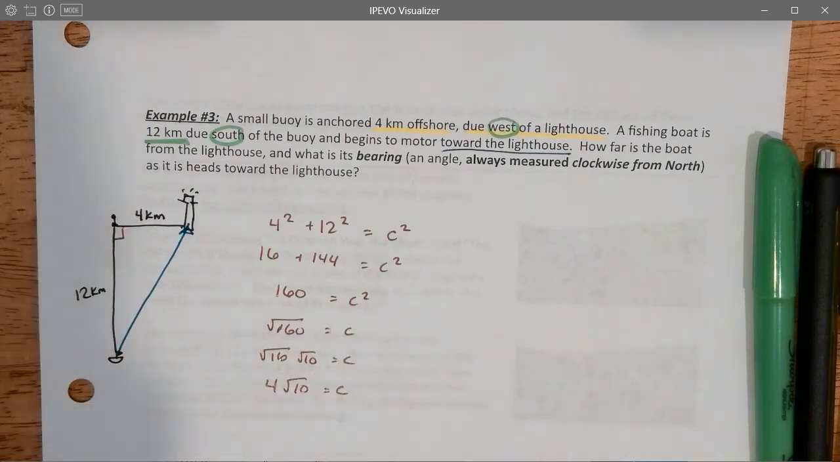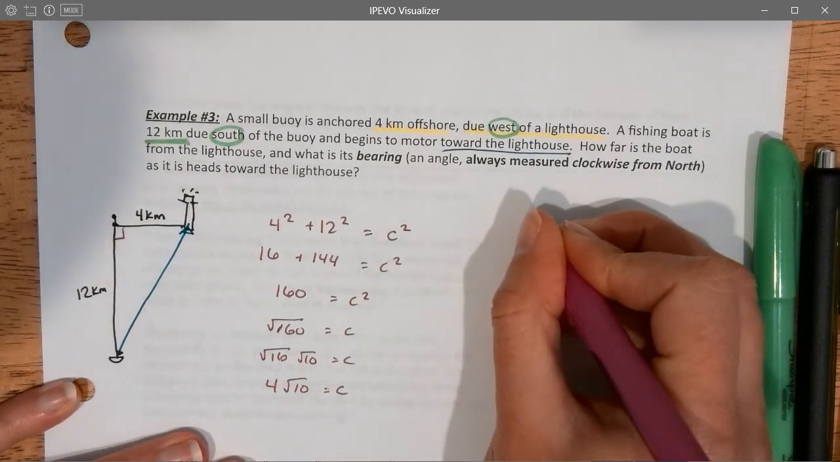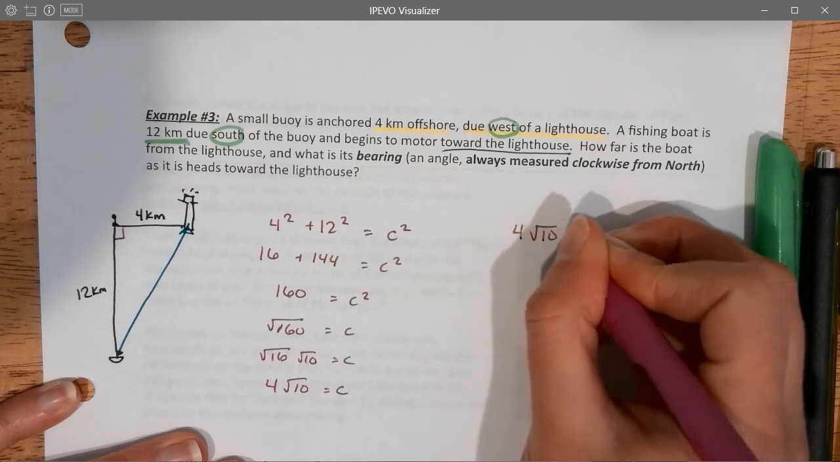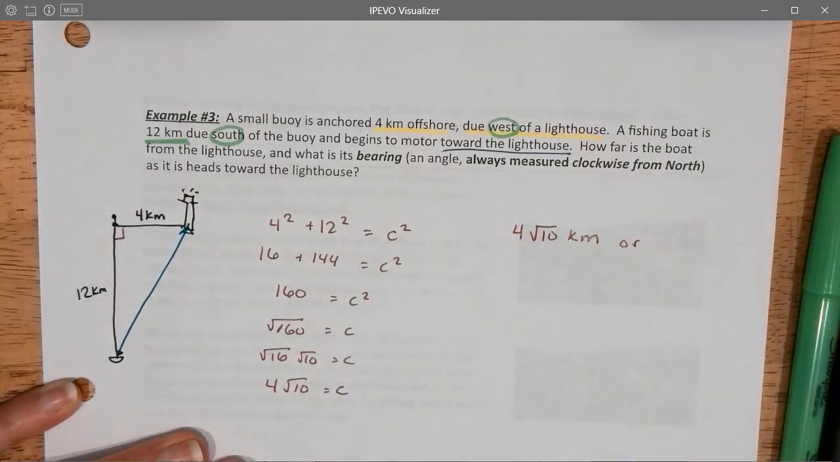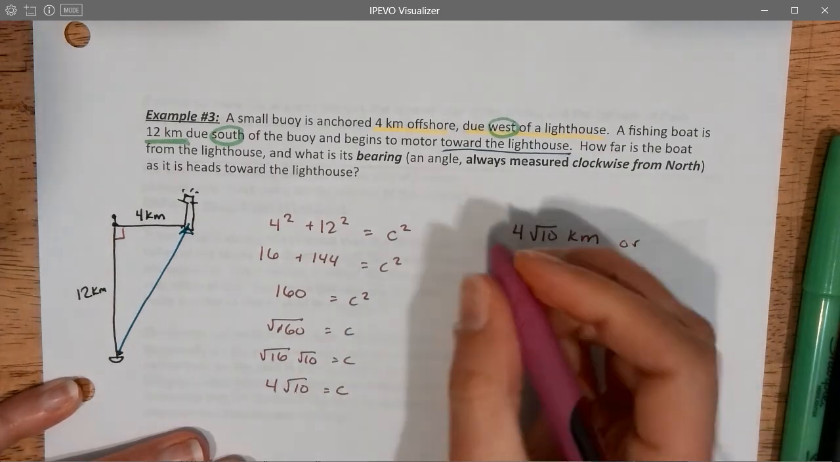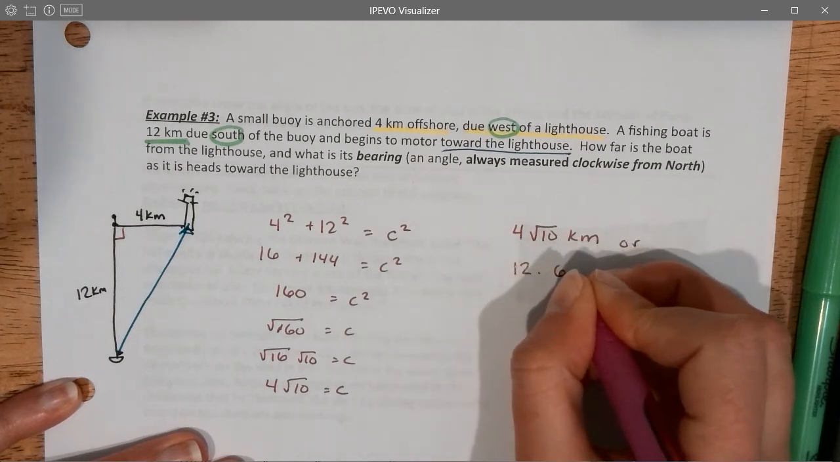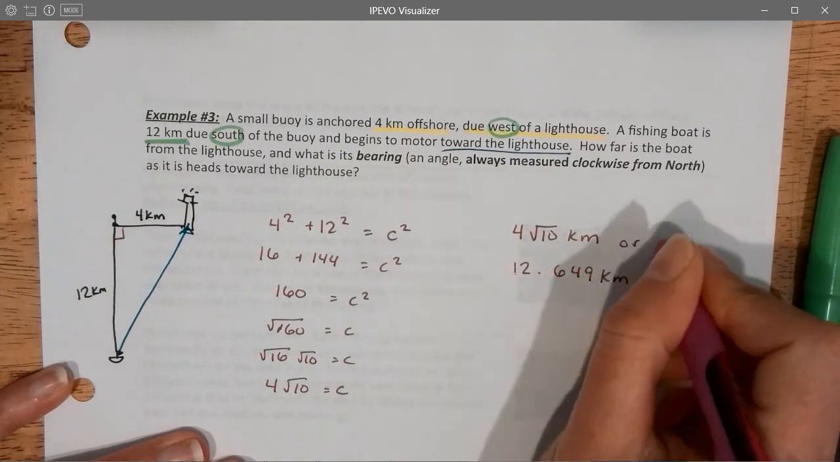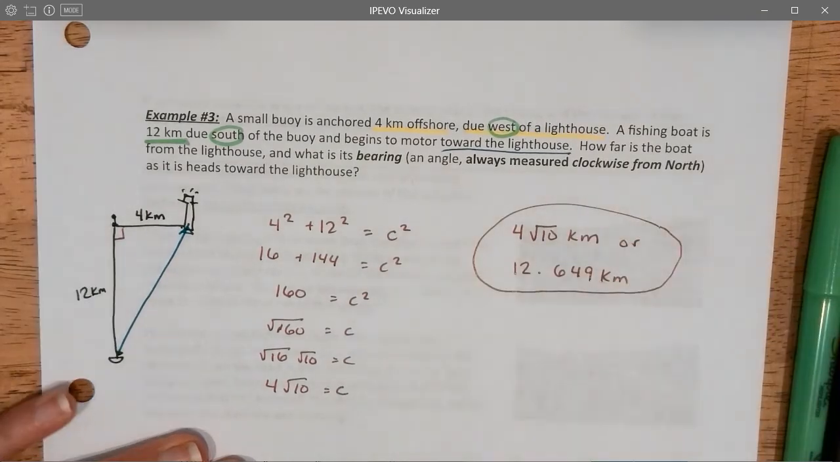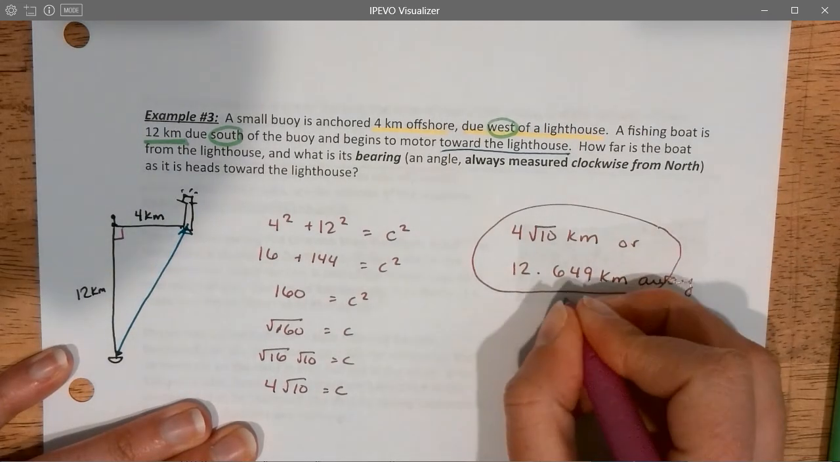Okay. So the boat is 4 square root of 10 kilometers, or I'll actually just go ahead and approximate that as well, because I don't know if this boat captain knows what 4 square root of 10 means in terms of kilometers. So we'll give him an approximation as well, or 12.649 kilometers. So that's our rounded guess. We're going to give both, because we can handle both. Okay? Away from the lighthouse.